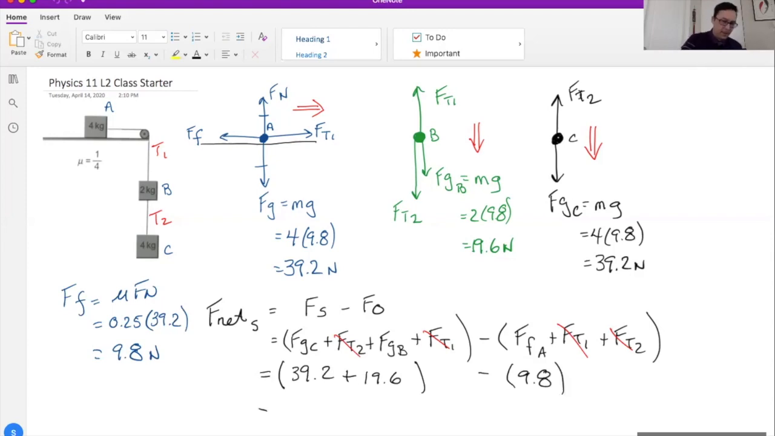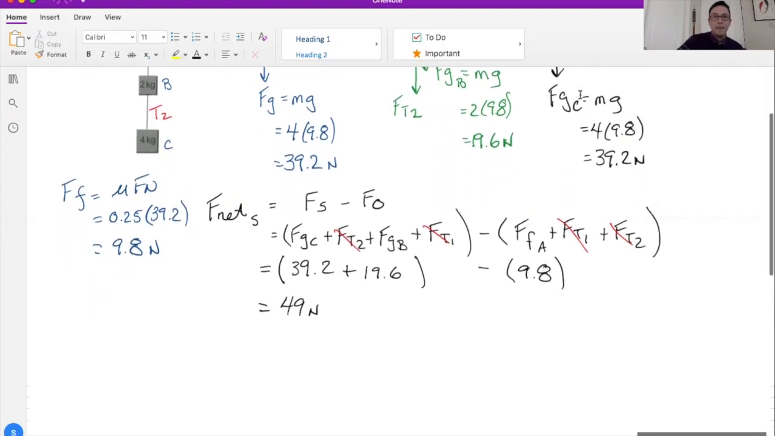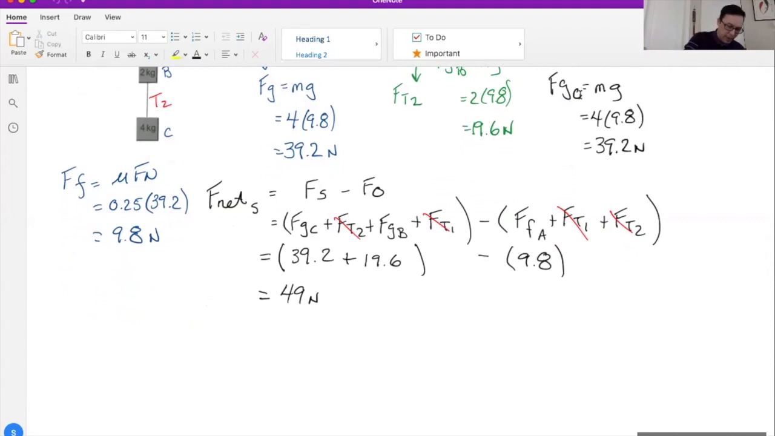There. Okay, let's find my Fnet for the whole system. That's 39.2 added to 9.6 and then subtract 9.8. That gives me 49 newtons.